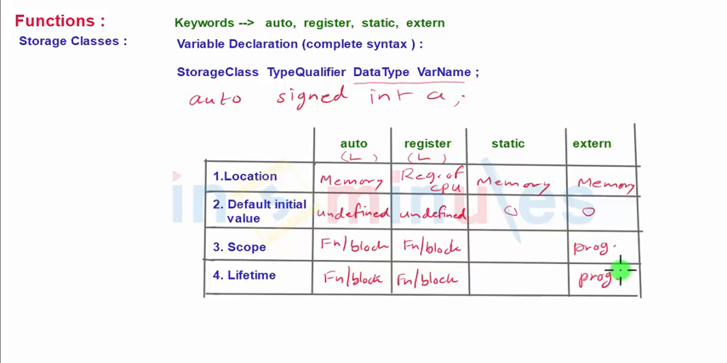Now let's talk about static variable scope and lifetime. For that we'll take an example.